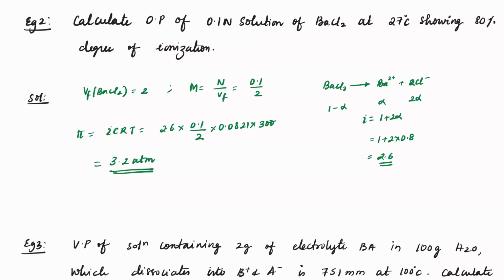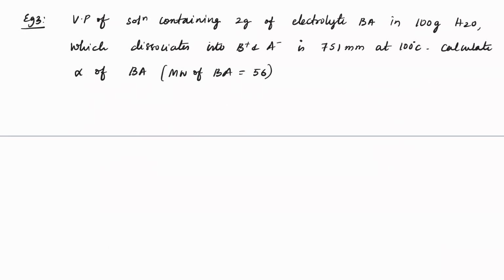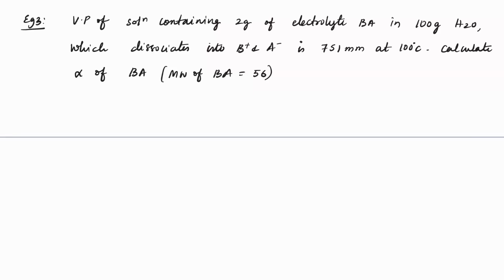Everybody clear? Any doubt here? Right. Now go to this example 3 and try it out. So, let me show this. Now it says calculate the alpha of Ba. The molecular weight of Ba is given as 56.